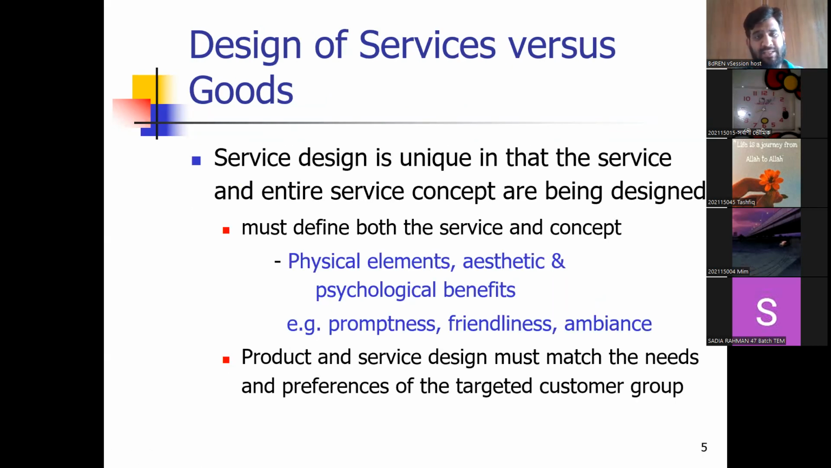Service design is somewhat different from product design. Service design is unique in that the service and the entire service concept being designed must define both the service and the concept: physical elements, aesthetics, physical and psychological benefits, promptness, friendliness, ambience. So these are the issues.